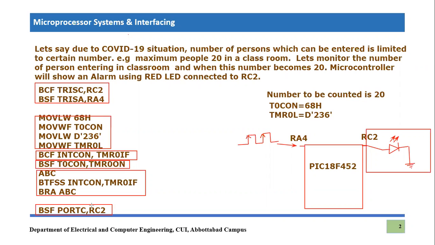If you do it, it won't make any difference. If you don't do it, it won't make any difference. That is why I'm skipping that step. I'm not turning off the timer, just going to my RC2 LED, and I'm just turning it on, right?